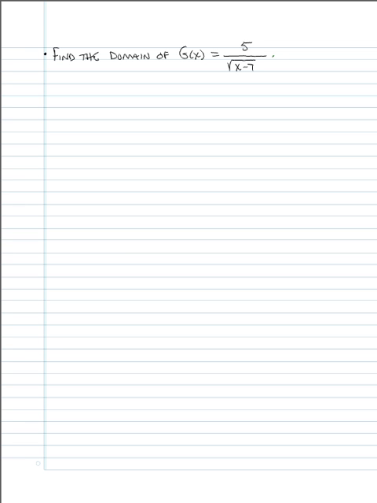Let's do one more of these domain problems. Here we've got a function g of x that is 5 over the square root of x minus 7. And here we have a couple of compounding issues. One, we have a fraction, and so the denominator cannot be 0. It is not allowed to be 0.